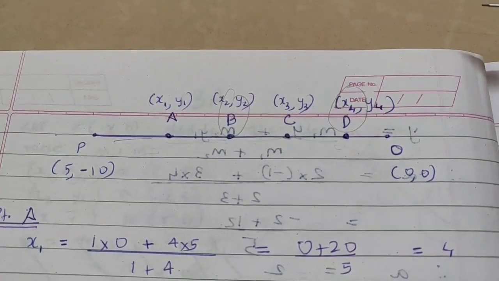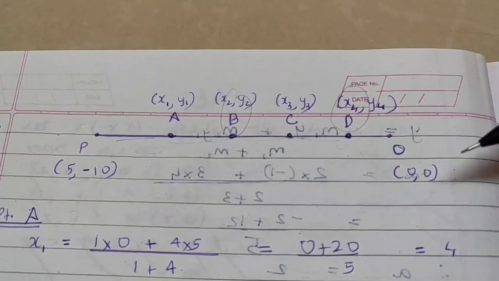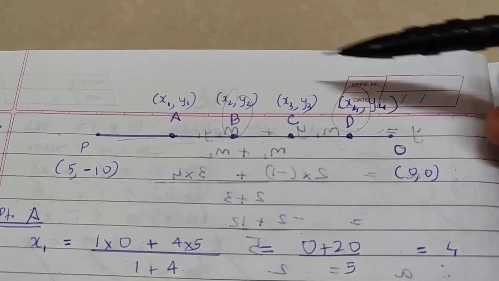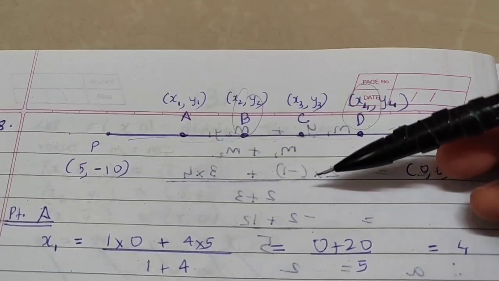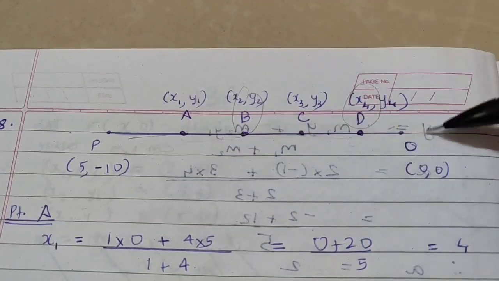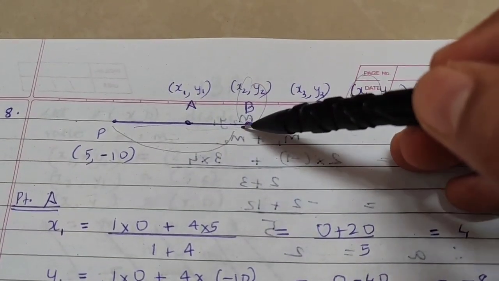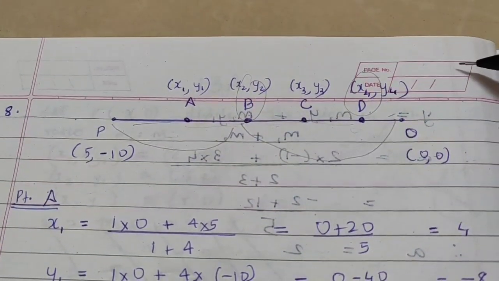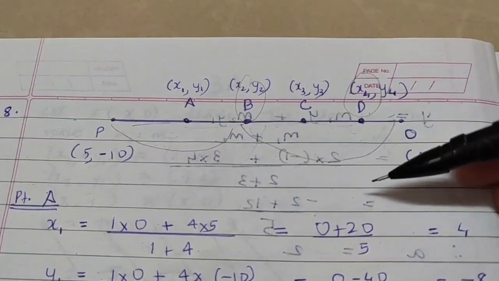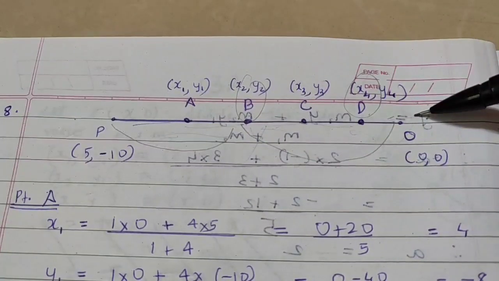I have actually solved and found A, B, C, D, all of them. But you need not do that. Let's focus on B and D. Forget about D, forget about all other points, focus on B. What is the ratio in which B divides P and O? Think about it. What is PB ratio BO? Well, it's 2:3. Agreed? Because PB is 2 parts and BO is 3 parts.